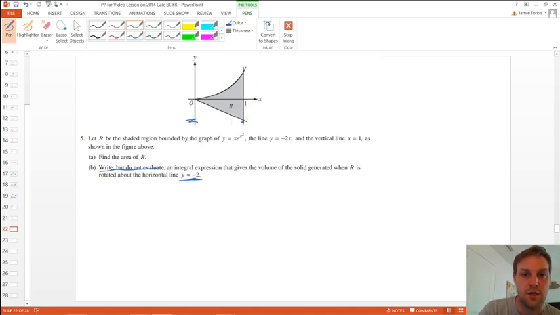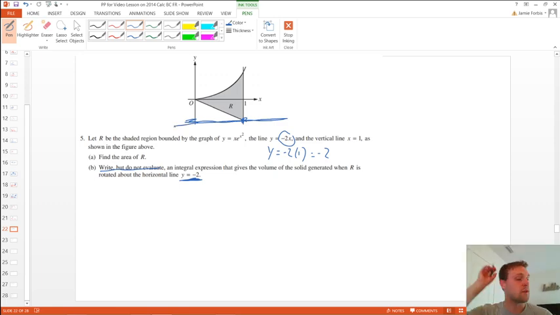I'm just going to plug in 1 into this function to see what that intersection is. So y equals negative 2 times 1, which is equal to negative 2. So this point right here is actually on the line y equals negative 2. If I draw that line, it falls perfectly on that point. So that works out pretty good. If you notice, what we're doing is taking this shaded region and rotating it about this line.